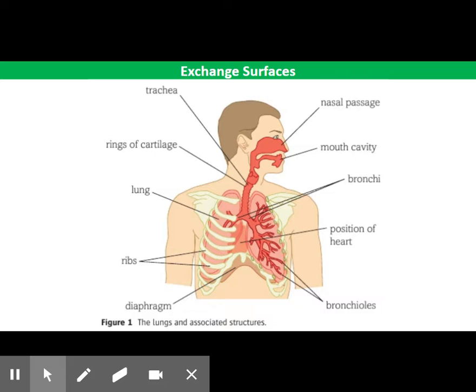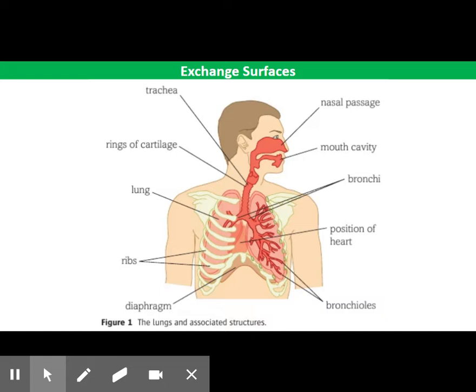It's preferable for air to enter through the nose because the nose passage is warm, as it's lined with numerous blood capillaries. The passage is moist as it secretes mucus, and the passage serves as a filter as it contains hairs that act as a filter.